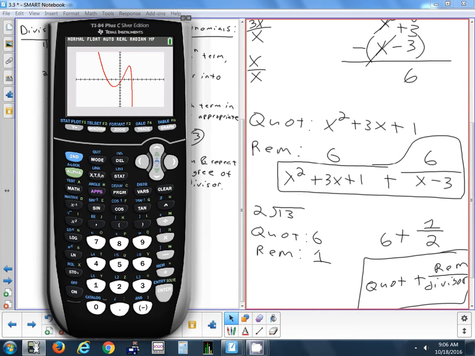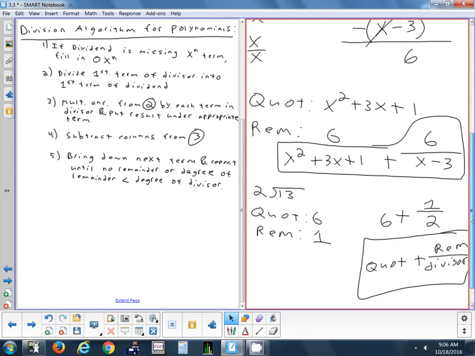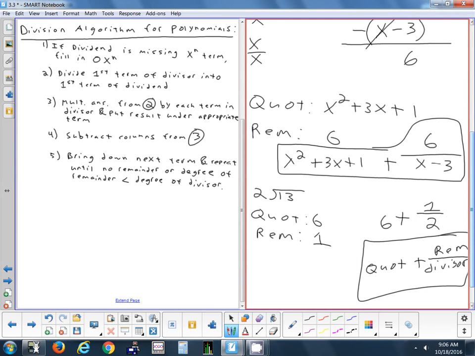But that's the pattern you can follow. Same things you did in long division. Quotient plus your remainder over your divisor. Any questions on that? Yeah? Can I just get a definition of what the quotient and then the divisor are? Sure. So the quotient is the answer that you get from a division problem.